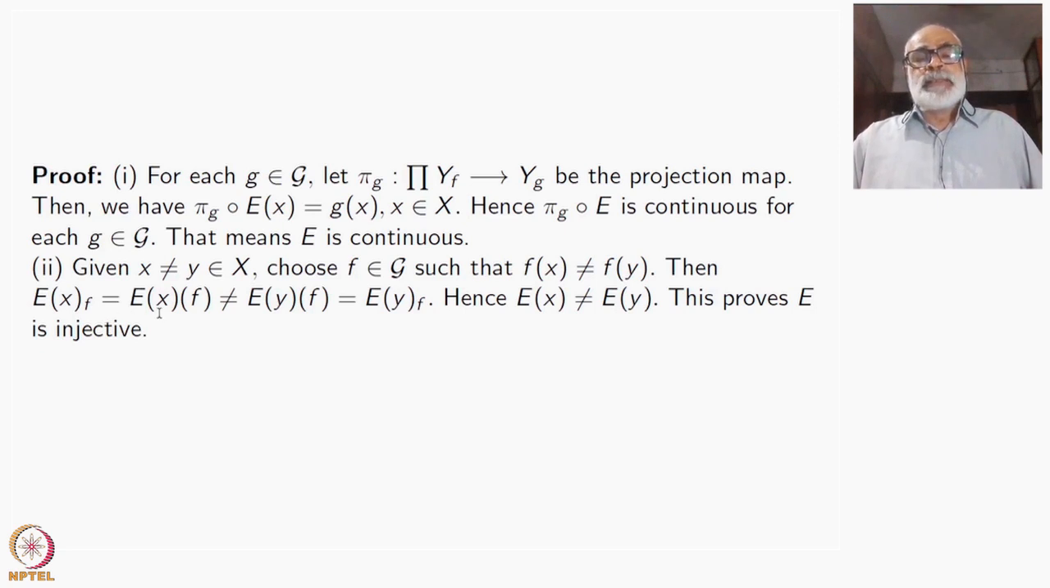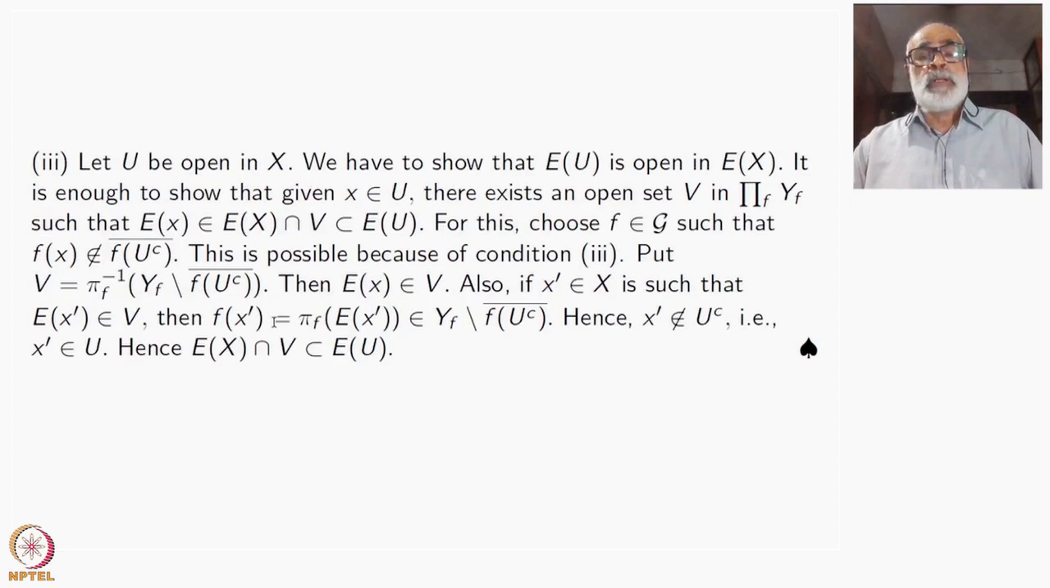The second part, start with two points x and y not equal to each other inside X. Okay, x and y are different points of this capital X. As soon as you have that, there will be some function f inside G such that f(x) is not equal to f(y). That is the meaning of the property that G separates points of X. That is the condition that you have used. Remember f(x) is nothing but the f-th coordinate of E(x), and f(y) is the f-th coordinate of E(y). We know that these two are different. So two coordinates of the points are distinct, which means the points are different, that's all. So property 2 is also proved. Okay. Now the third statement.